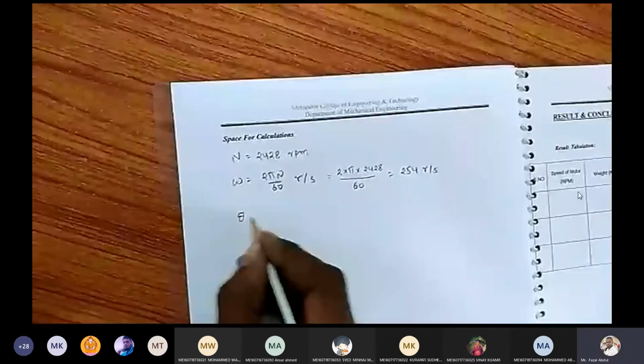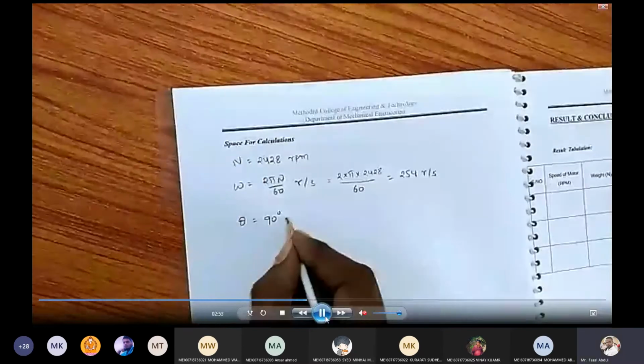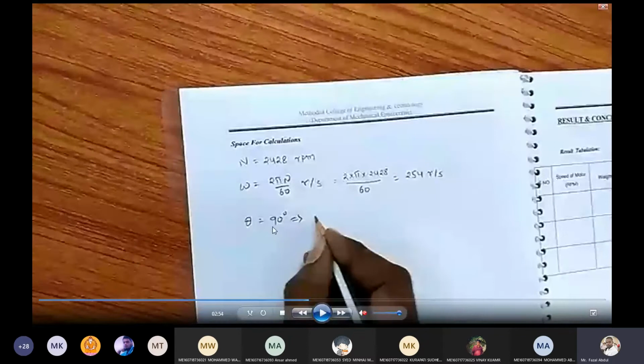Theta we consider for every time as 90 degrees of rotation. This 90 degrees we need to convert into radians.